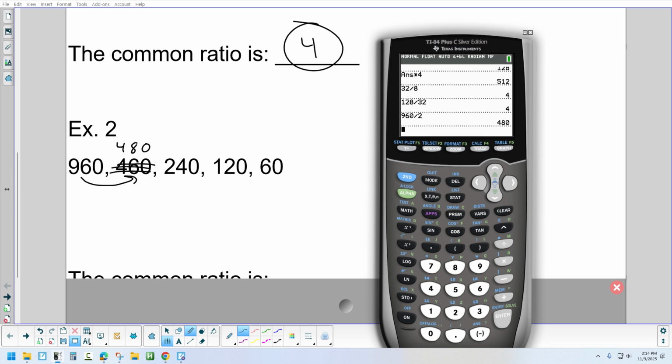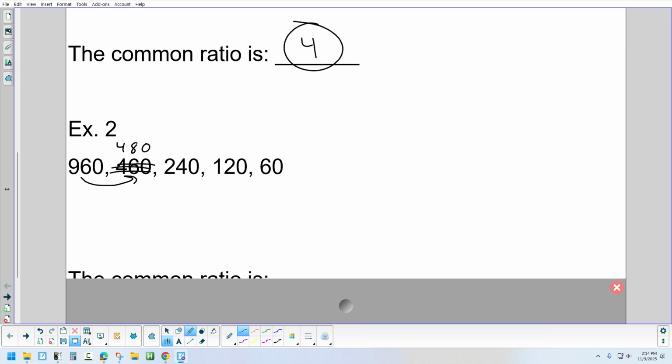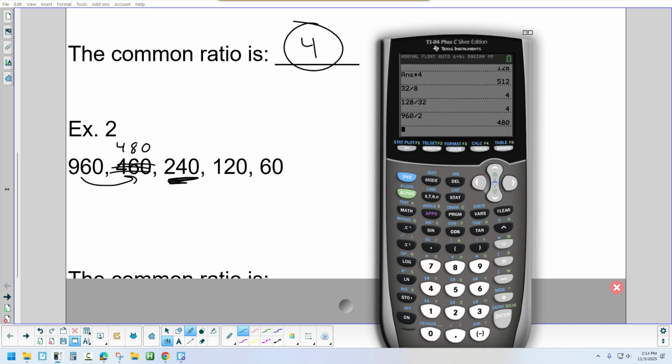Yeah? You guys divide it. All right, so which number should we take there? 960. Well, we can't use the first one. Divide by... would it be 240 divided by 480? Exactly. Take any number that you want and then divide by the one that comes before it in the list. It doesn't matter which number you pick.